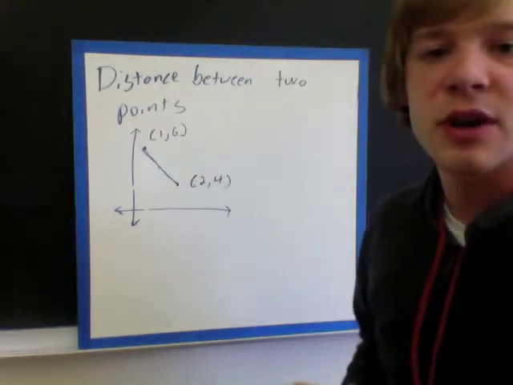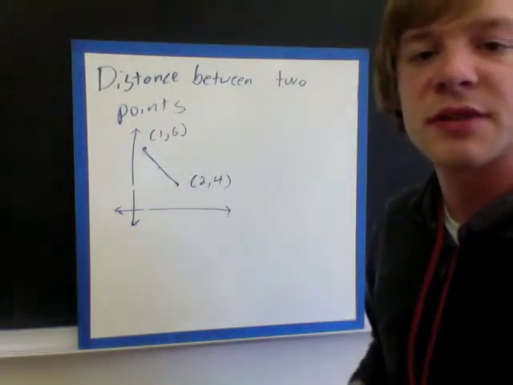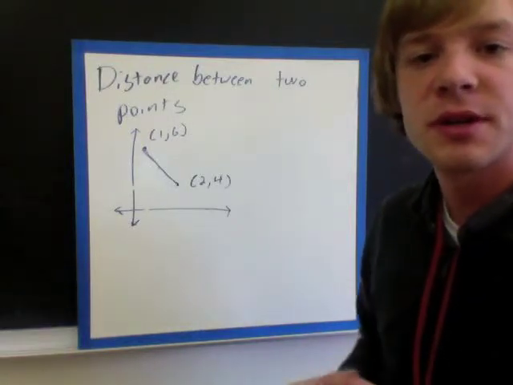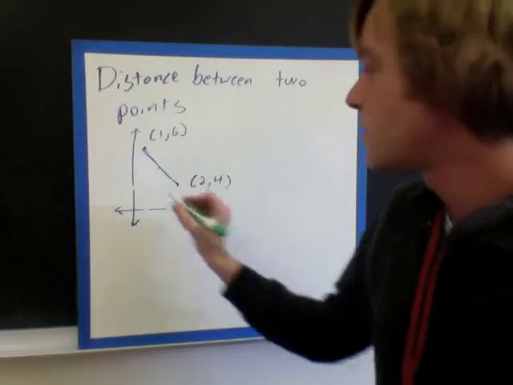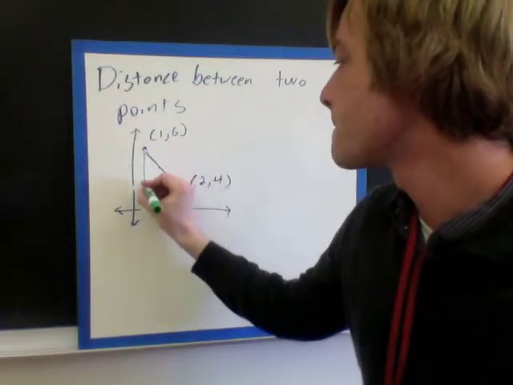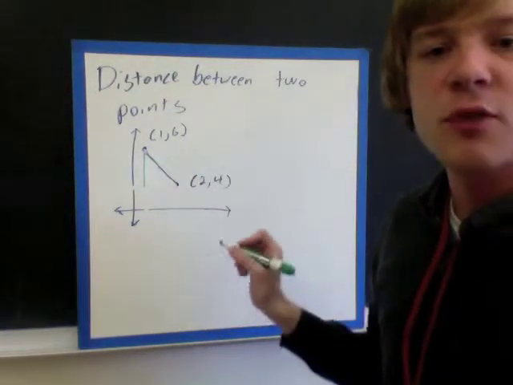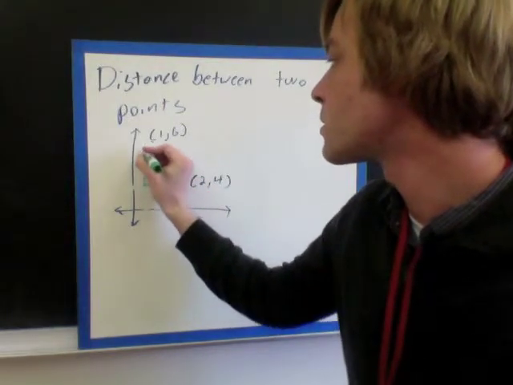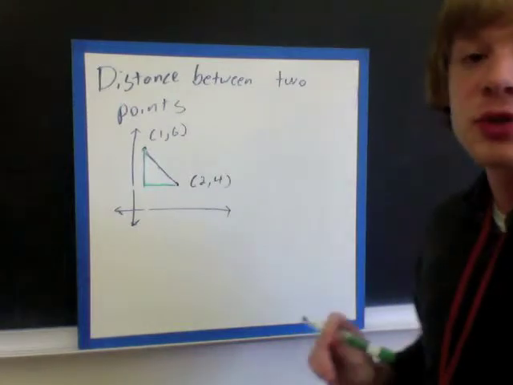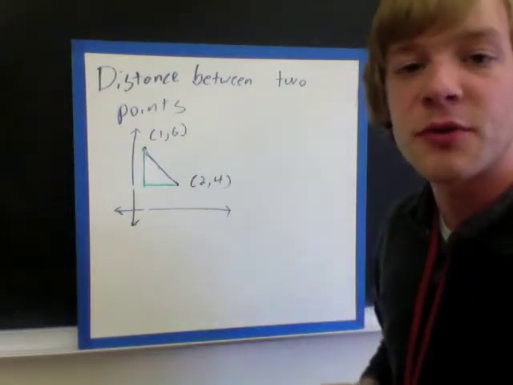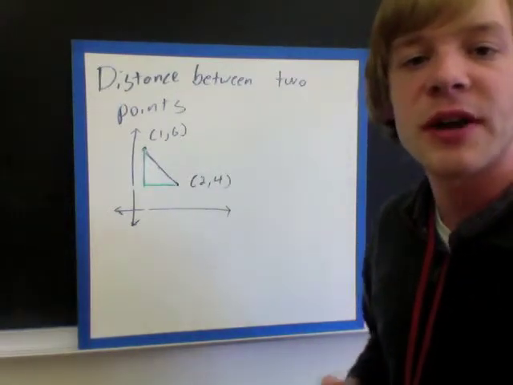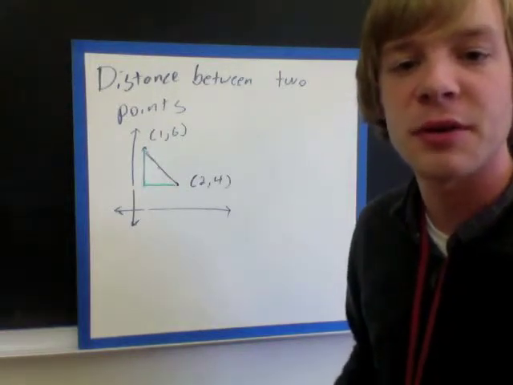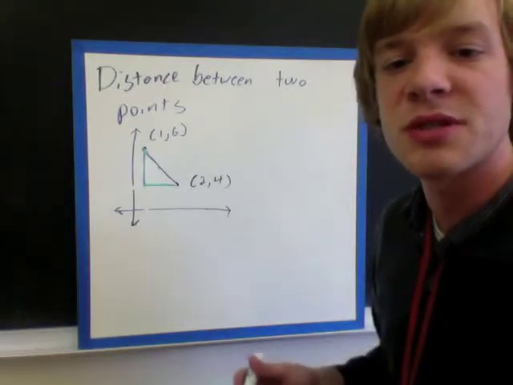Now with this diagram right here, we see we've got kind of a diagonal line. And if I draw a line straight down from the point (1, 6), and then a line straight over from (2, 4), you should see that we form a triangle right here. And if you remember from the other day, we can find the lengths of sides on triangles by using the Pythagorean theorem. That was a squared plus b squared equals c squared.